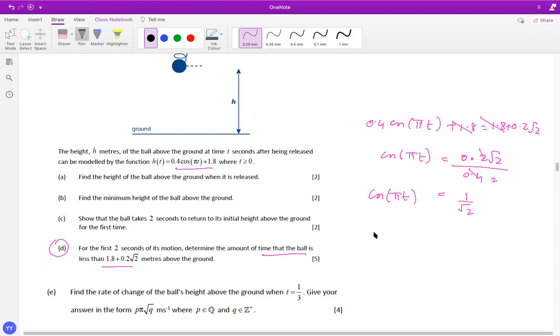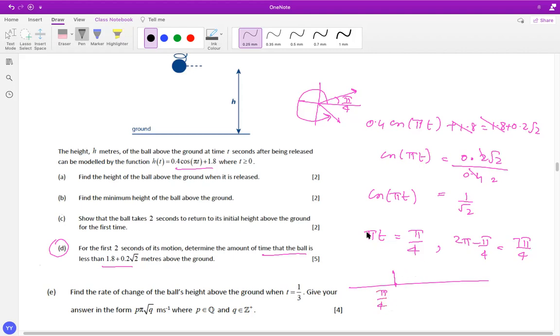That gives you the first answer, pi t equals pi by 4. And the second answer: since cos is positive, the other value is here, at 2 pi minus pi by 4, which is 7 pi by 4. So the ball came down at pi by 4. Solving for t, t is 1/4 and t is 7/4, because pi t is that.